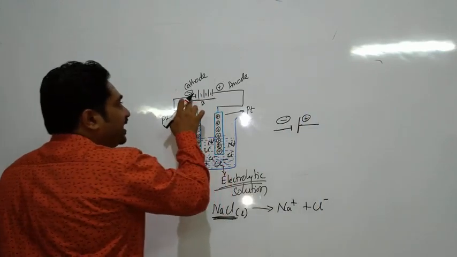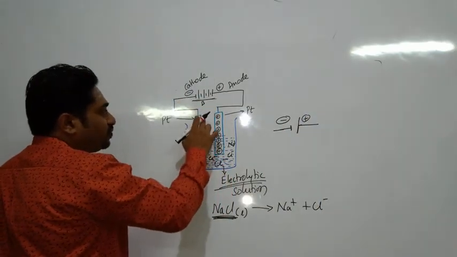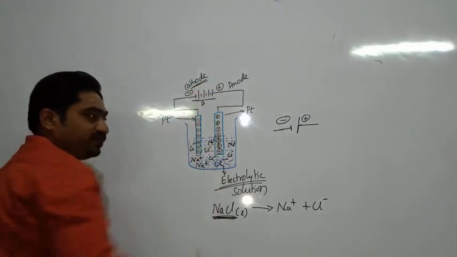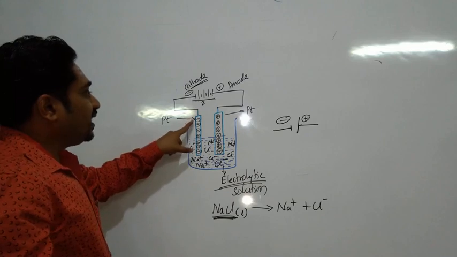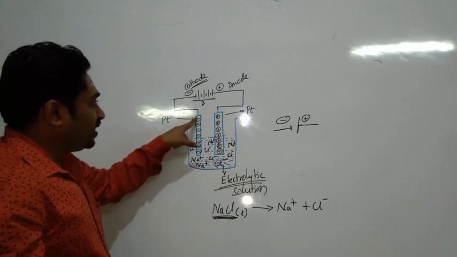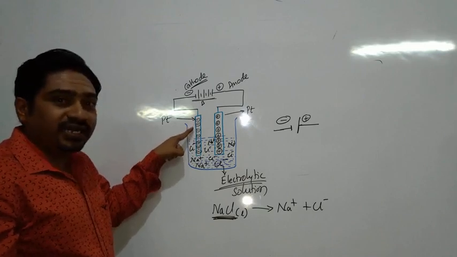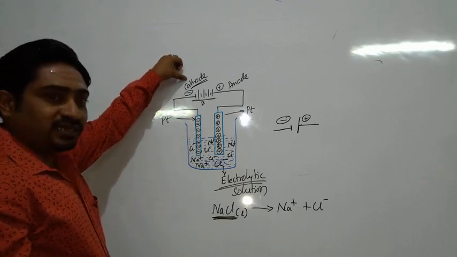So here the negative terminal of the battery is connected with one electrode. This electrode is known as cathode. Here I have taken the negative terminal of the battery attached with the electrode. That electrode is negative in charge. So this is our negative electrode. It is called as cathode.